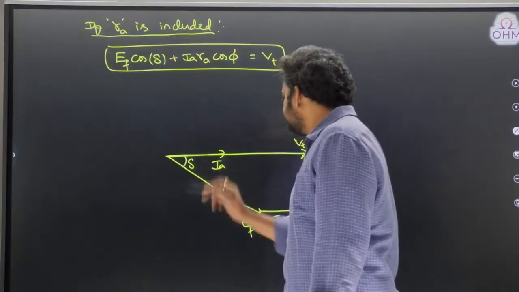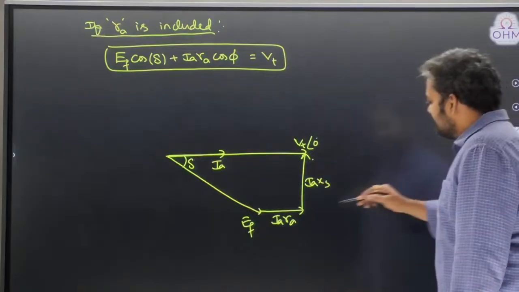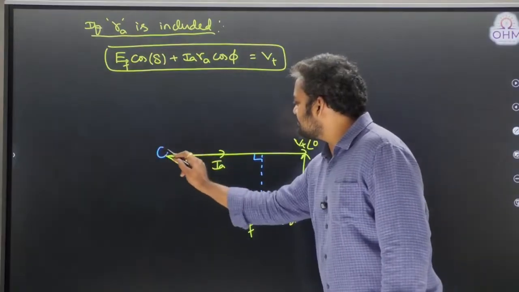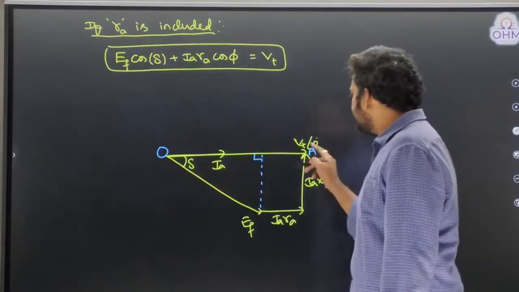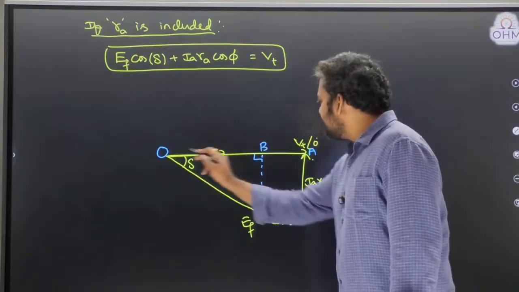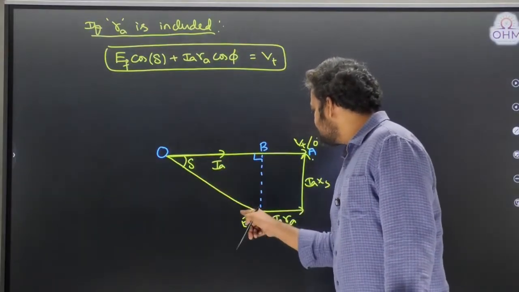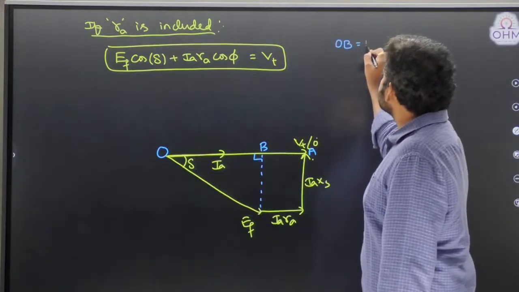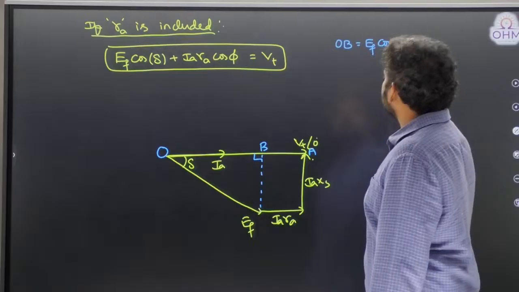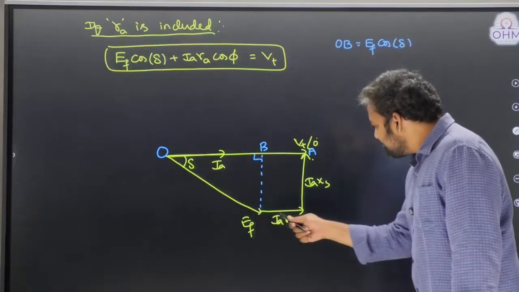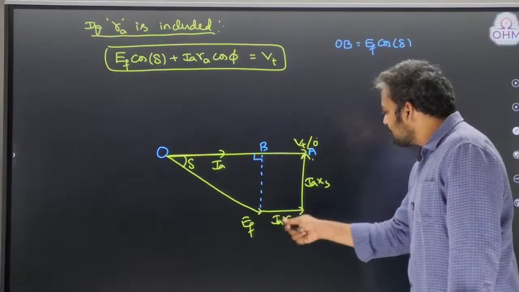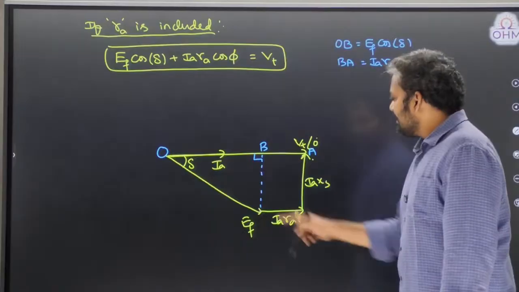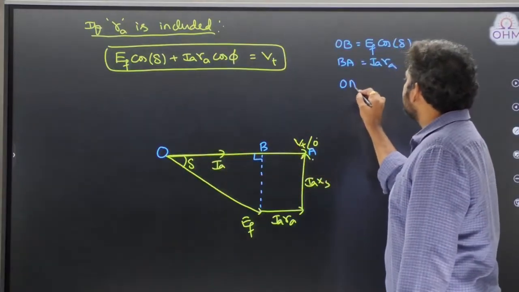And this is delta. You can further extend this diagram. You just draw a line here. So this is 90 degrees, guys. Let us say this is O, this is A. What is OA length? VT. What is this OB length? Is it not EF cos delta? Yes, this is EF, this is delta. So OB length is EF cos delta. And this is IA RA, guys. If this is IA RA, can I say this BA length is also IA RA? Then the overall OA length is equal to VT.